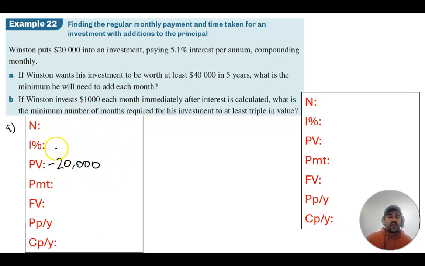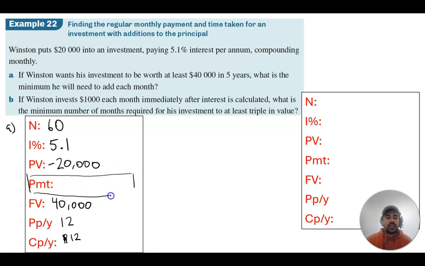The interest is going to be at 5.1%, so 5.1. And because this is compounding monthly, both of these payments, the payments and compounds per year is 12. Now the future value, he wants this to be at $40,000 net value. And this is positive. And this is going to be happening over 5 years, so there are 60 of these transactions happening. So 12 times 5 gives me 60. What we'll be looking for is what this payment amount is.